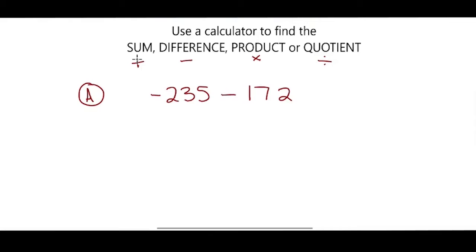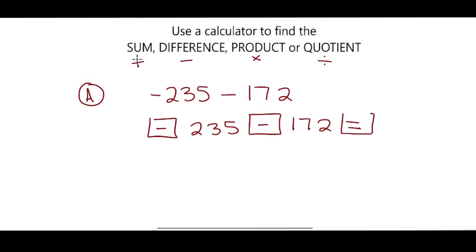most smartphones now will let you just hit the minus button and then punch in 2, 3, 5, then hit the minus button again, and then 1, 7, 2, and then hit the equal sign. And the answer you should get is negative 407. And that is the answer.